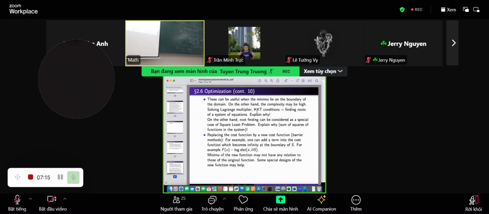And another method is to replace your function by a new function. Possibly you have your constraint set X, so you have the interior, then the boundary, and then the outside. You want to change your function into something that becomes infinite on the boundary. Somehow in this way, if you start from inside, then usually it won't go outside, because if you go outside, somehow it should cross this boundary and the function will become big.